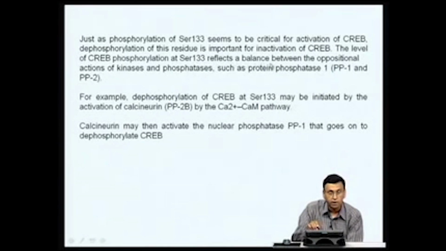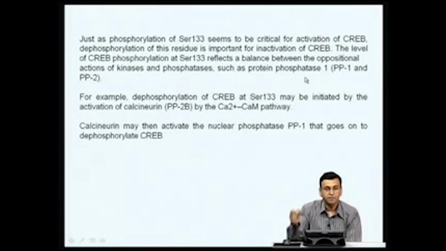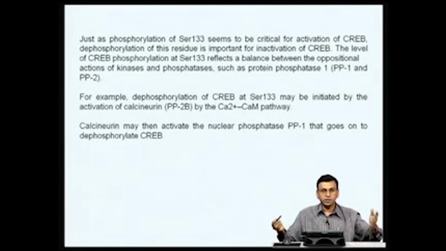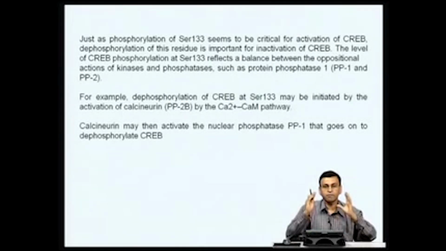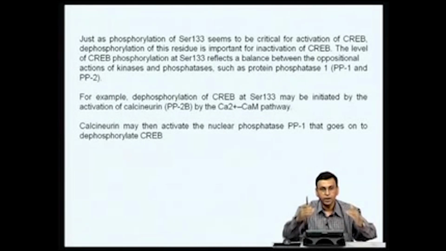Just as phosphorylation of serine 133 seems critical for the activation of CREB, dephosphorylation of this residue is just as important, because once CREB is activated, it also has to be inactivated. The level of CREB phosphorylation at serine 133 reflects a balance between the opposing actions of kinases and phosphatases. While protein kinases phosphorylate serine 133, protein phosphatases, especially protein phosphatases 1 and 2, remove the phosphate, thereby inactivating CREB. So, at any given time, there is an equilibrium between the kinases and phosphatases. As rapidly as serine 133 is phosphorylated by these kinases, it is also rapidly dephosphorylated, and the equilibrium between kinases and phosphatases defines how long the signal can be active, how long a cyclic AMP response gene can remain active.